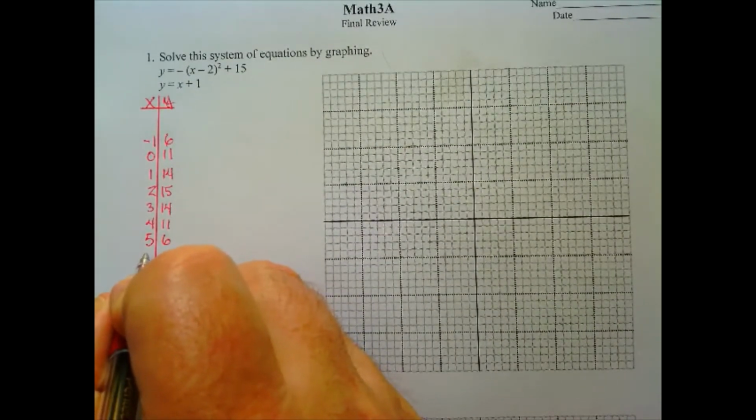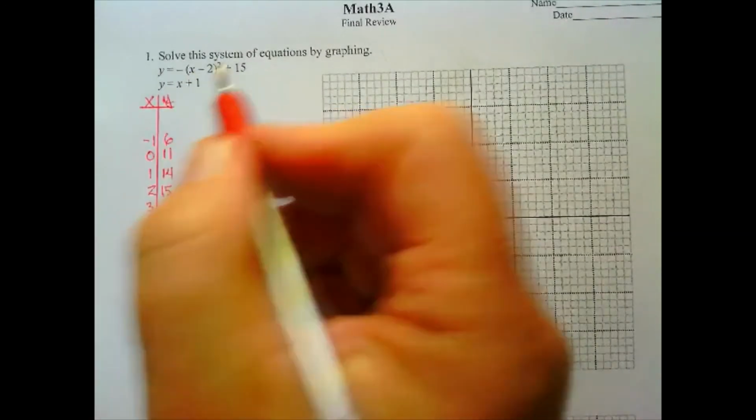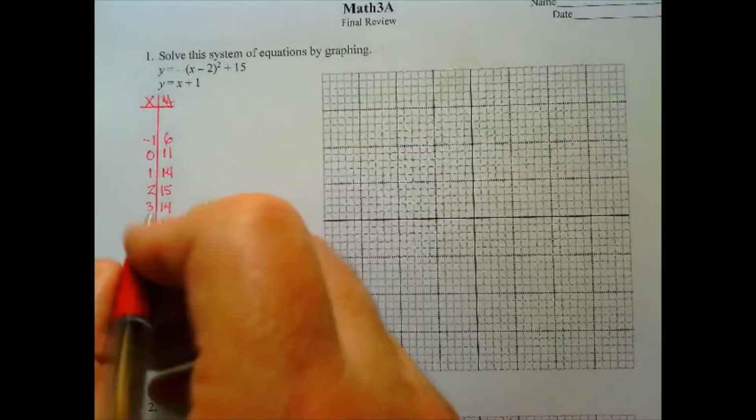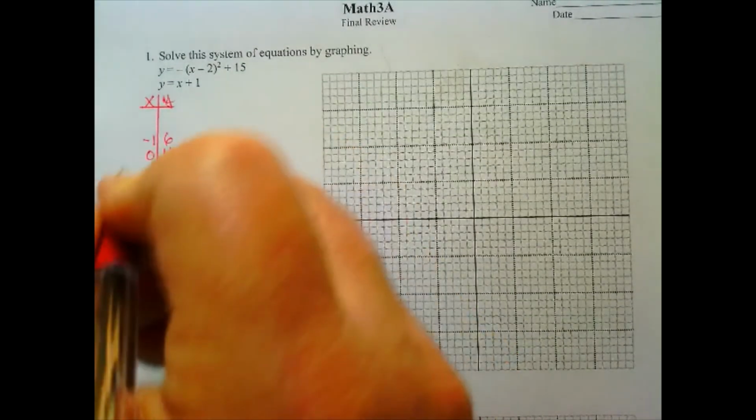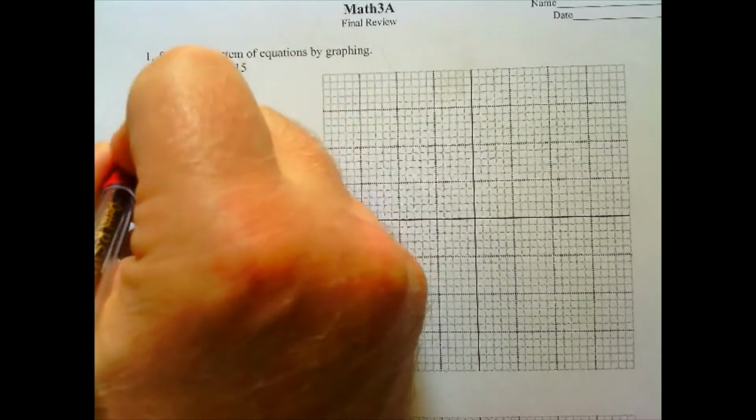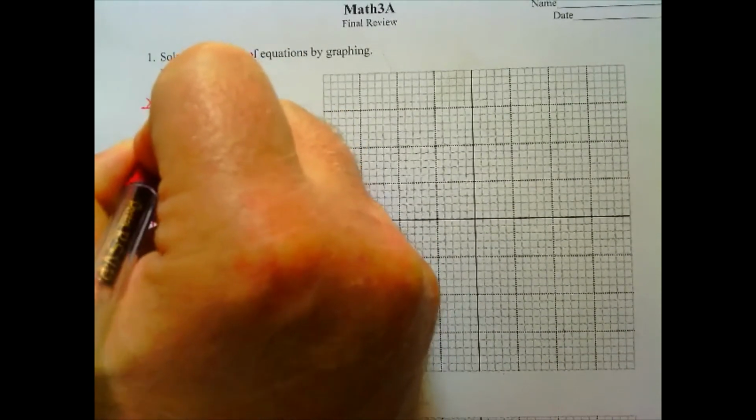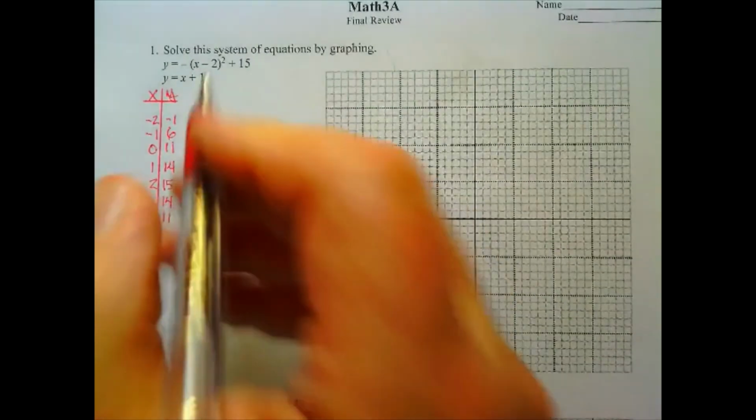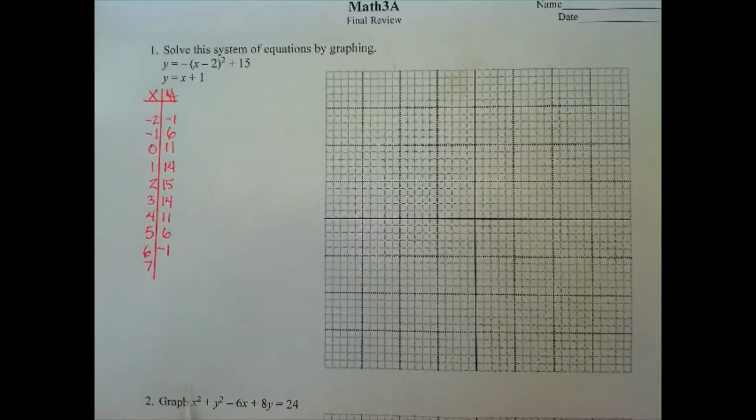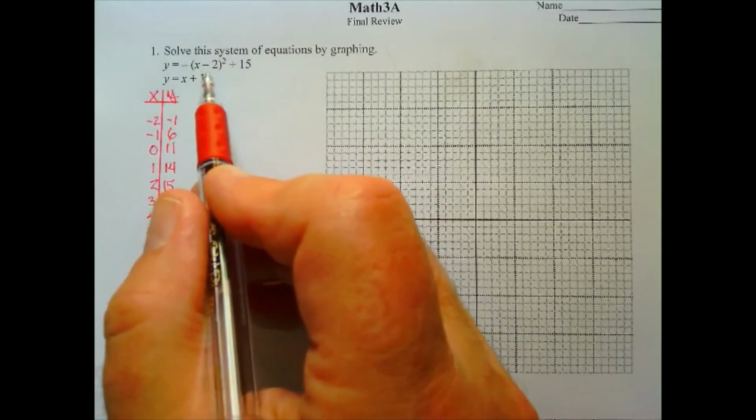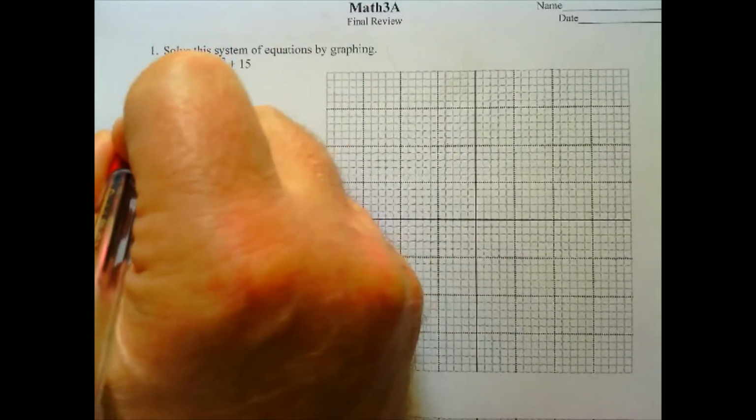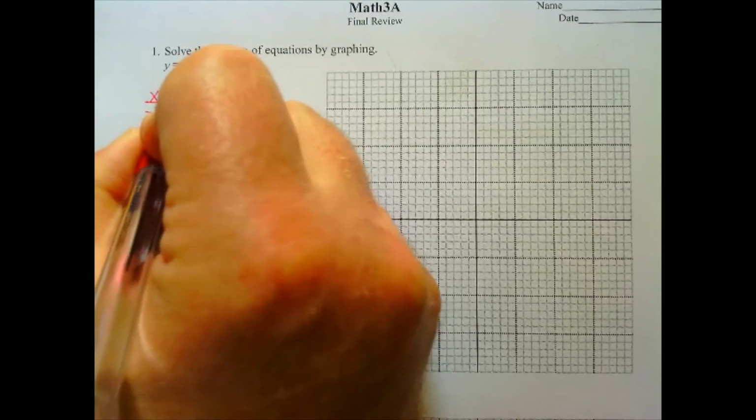Next we go to 6 here. 6 subtract 2 is 4. 4 squared is 16. Negative 16 plus 15 will be a negative 1. And so we have negative 2 will be a negative 1. 7. 7 minus 2 is 5. 5 squared is 25. Negative 25 plus 15 will be negative 10. And so negative 3 is negative 10.